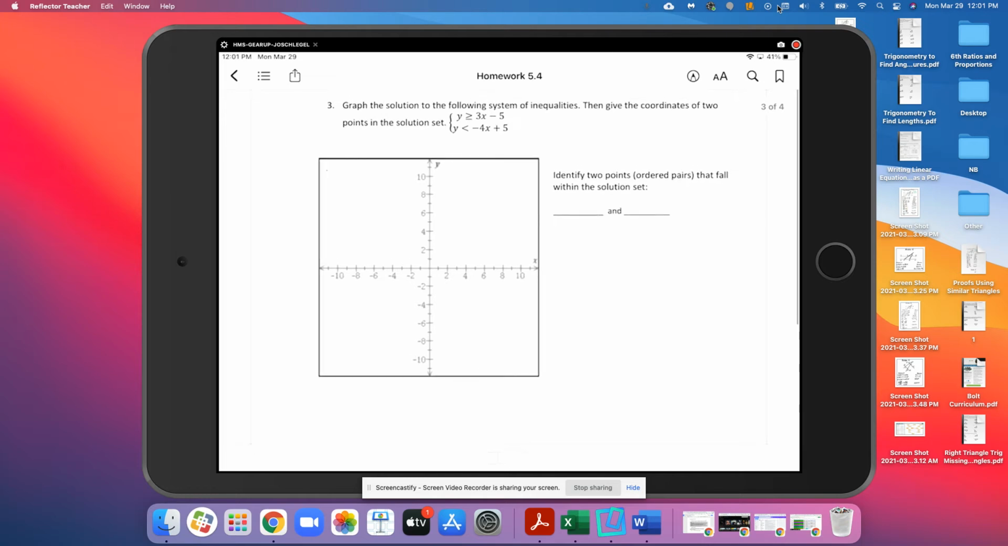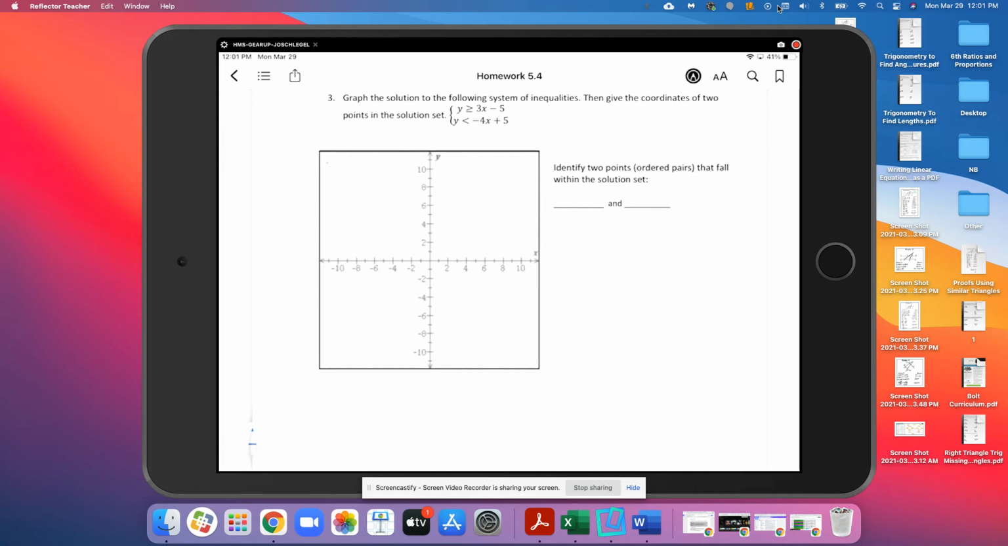Okay, number 3, we've got y is greater than or equal to 3x minus 5. So we're starting at -5, slope of 3. And it is going to be a solid line because we do have the equal sign under the inequality. And again, greater than, so it's going to be falling on the roof.